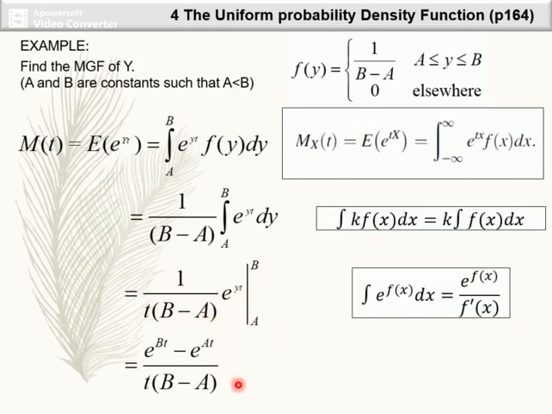Now this moment generating function, it does have a small restriction. T cannot be equal to 0. Obviously, if you put t equal to 0, this thing is going to go to infinity. You can't divide by 0. But for t equal to 0, the moment generating function is equal to 1, because this has to be a valid moment generating function. Remember that property. When t is equal to 0, a valid moment generating function will be equal to 1.